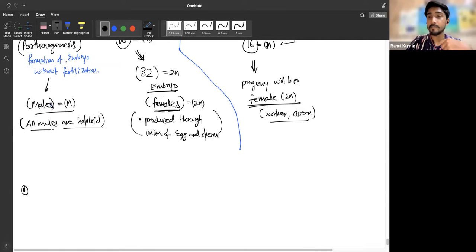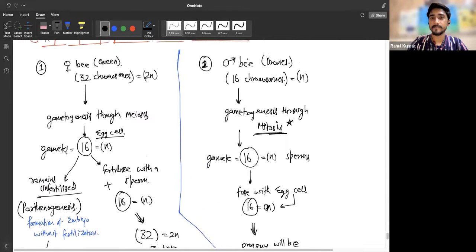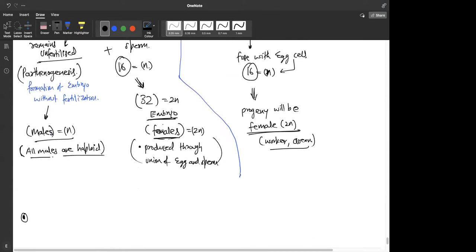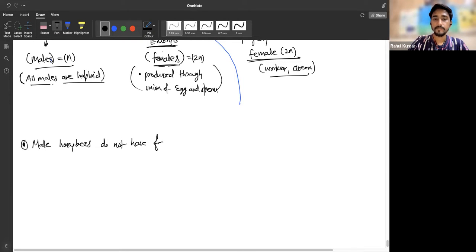And can male honeybees produce sons? No. So write down the first statement. Male honeybees do not have fathers and do not produce sons. So they are fatherless and sonless.